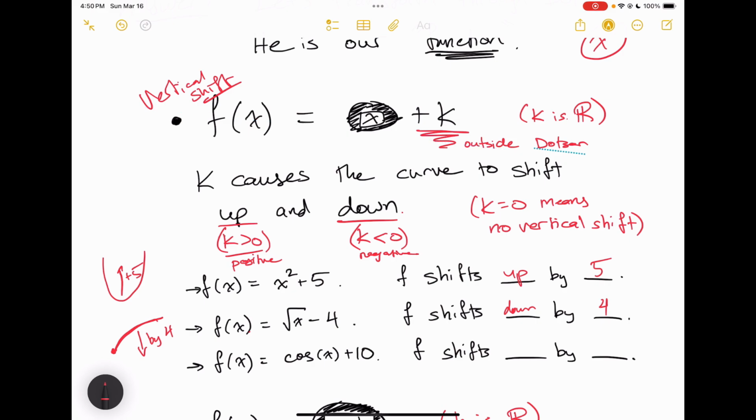Finally, cosine of x. It's one of those wavy line ones that we've seen before. Again, trigonometry. You'll see that later. And if it's getting 10 added to the outside of it, it's going to go up by 10 spaces. So it'll shift up, since 10 is positive, by 10. Pretty awesome. As a little bit of an exercise for you, try to shift x squared by 15. How would you do that?